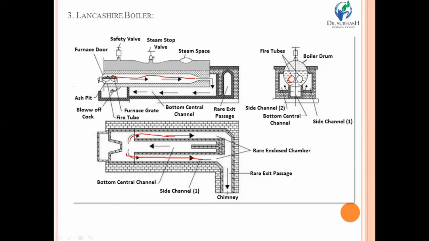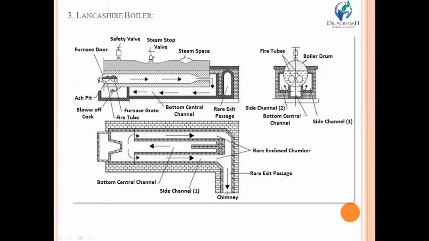Once the entire passing path is completed, the flue gases will be collected at the end in the smoke box, and from the smoke box they will move into the chimney, and through the chimney to the atmosphere. So this is the working and pass circuit of the flue gases.